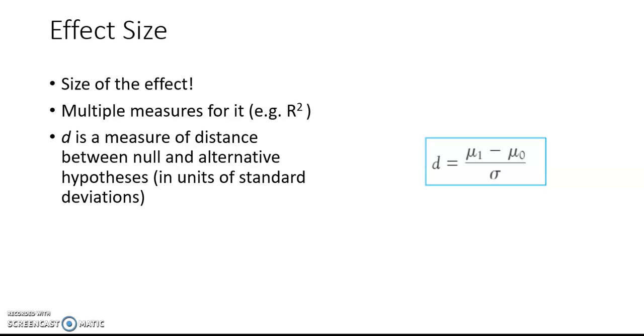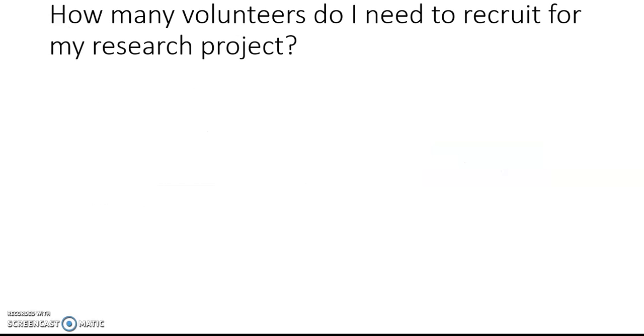And I probably won't have you calculate it yourself. You will see d in the literature as a measure of effect size. This is often called Cohen's d. And I guess sometimes it's used in slightly different ways. But yeah, Cohen's d is a measure of effect size.